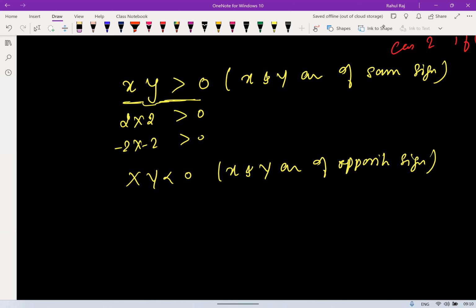Please. So xy less than 0 simply means x and y are of opposite sign, because if you take this 2 and this negative 2, the product is less than 0. If you take this negative 2 and this 2, it is also less than 0.